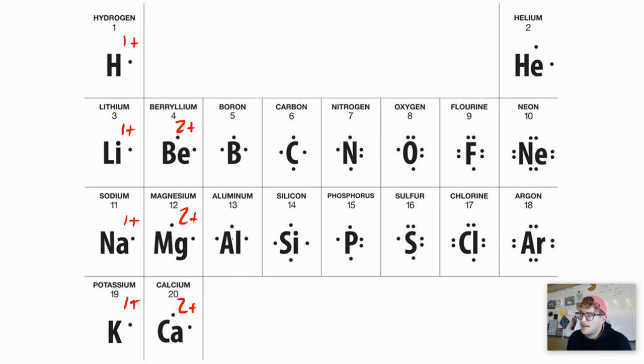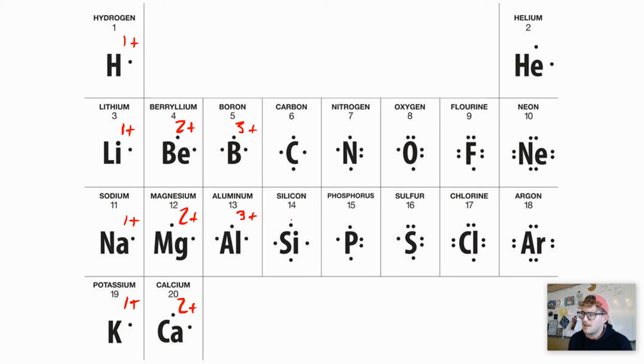All right, boron and aluminum. These guys have 3 valence electrons. Is it easier for them to give away 3 or to gain 5? Well, for them, it's still easier to give away those 3. So if you give away 3 electrons now, then you would have a 3+ charge or a +3 charge. Okay. Now this is kind of where it changes a little bit.